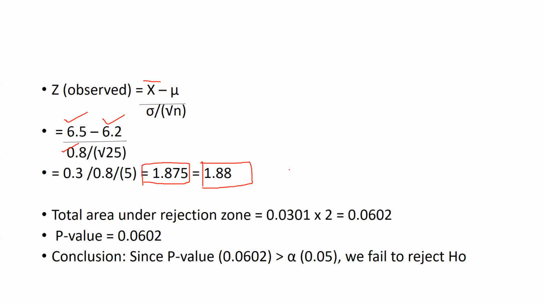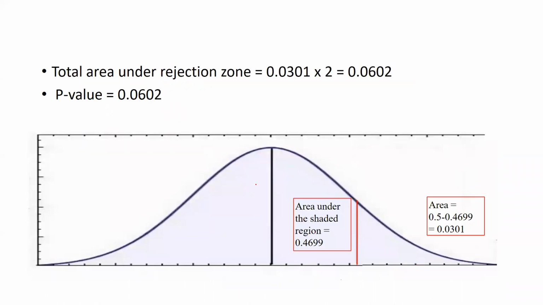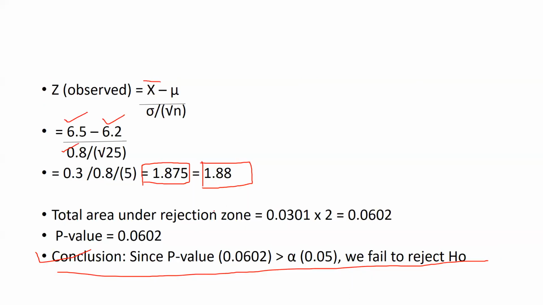Now, how do we calculate the p value in this case? This is my final conclusion, but how do we reach it? Let me cover this process. You can see this is the normal distribution curve, and this is the area, the complete half area being 0.5. But how does the area under this shaded region come to 0.4699? Let me tell you. The value of z is 1.88, so we will find the table value, the critical value.